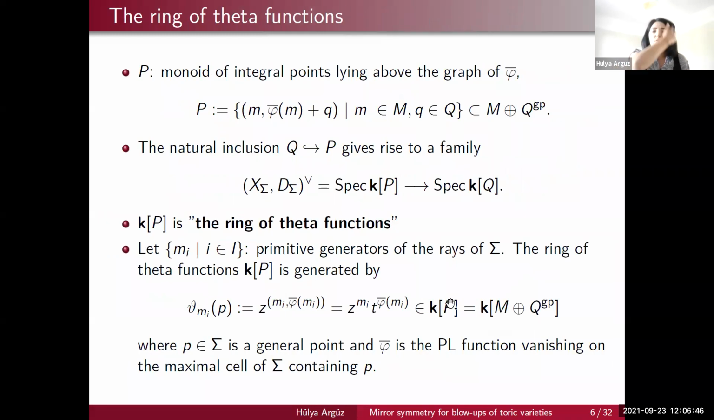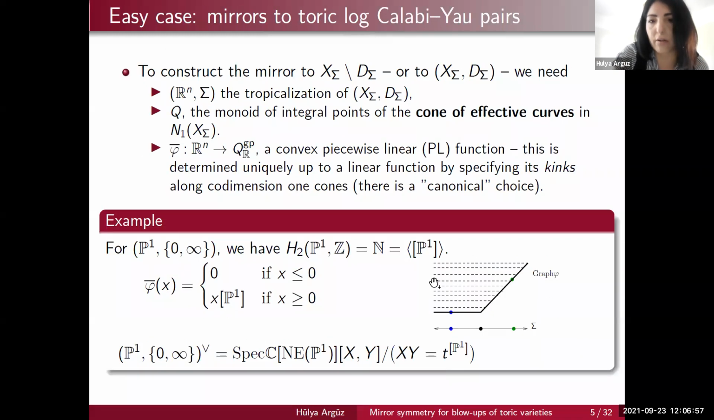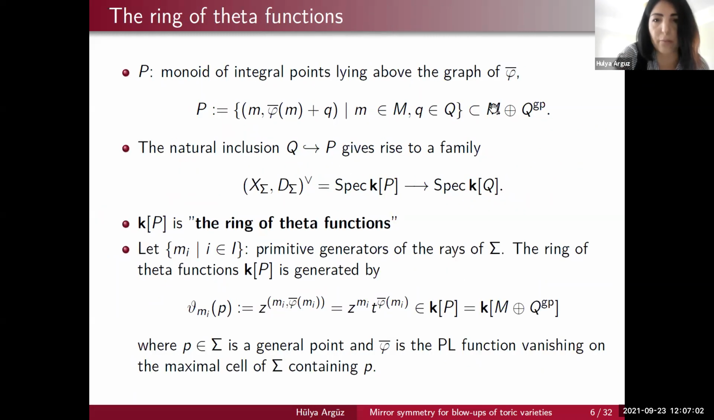So to sum up, I define a monoid P by taking the PL function and the graph and everything above it, the monoid of integral points on and above the graph of the PL function. And the natural inclusion from Q to this P gives rise to a family, and this family I declare my mirror family. And we are calling this K_P the ring of theta functions, which is the coordinate ring for the mirror. And why do we call this the theta functions?